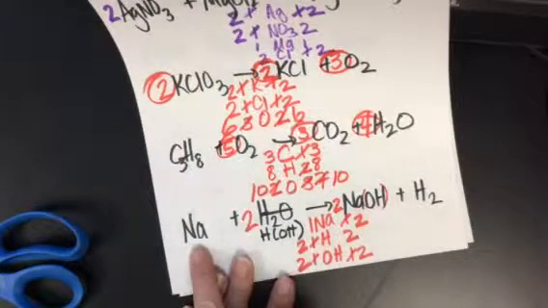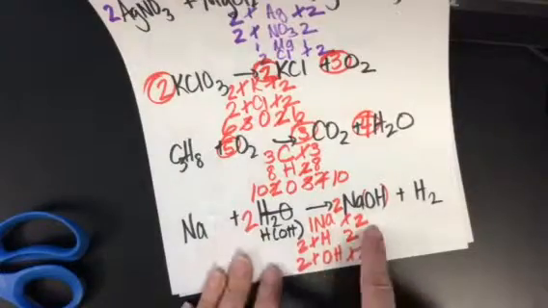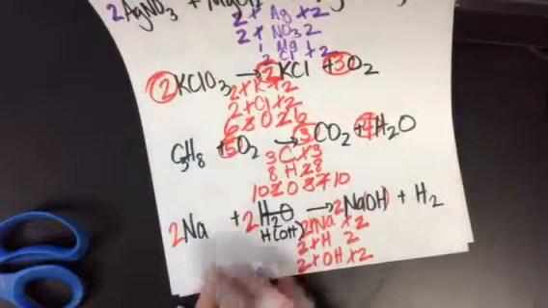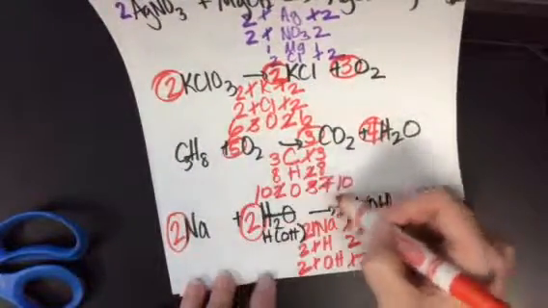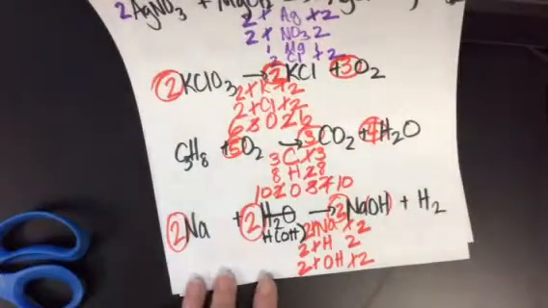Now I need to fix my sodiums over here. To fix my sodiums over here, I need 2, because I have 2 on my product side. If I put a 2 out front, now everything is all balanced out. It balances with a 2, a 2, a 2, and a ghost number 1 right there.